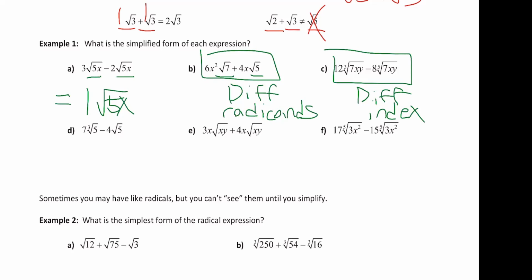Depending on what you're doing, if you really, really need to combine it, obviously you could just put it in your calculator, get the decimal equivalent. But if you're trying to keep it in radical form, you can't force it.